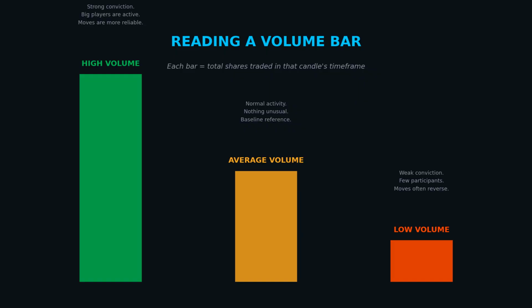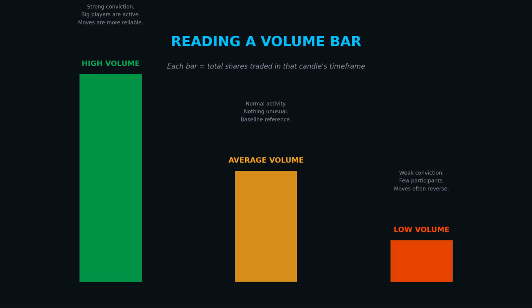Why? Because when price breaks above resistance on a surge of volume, it means a massive number of buyers just committed. They are voting with their money. They are saying, I believe this stock is going higher, and I am willing to bet on it right now. That kind of participation creates momentum. There are now thousands of new positions that need the stock to keep going up.